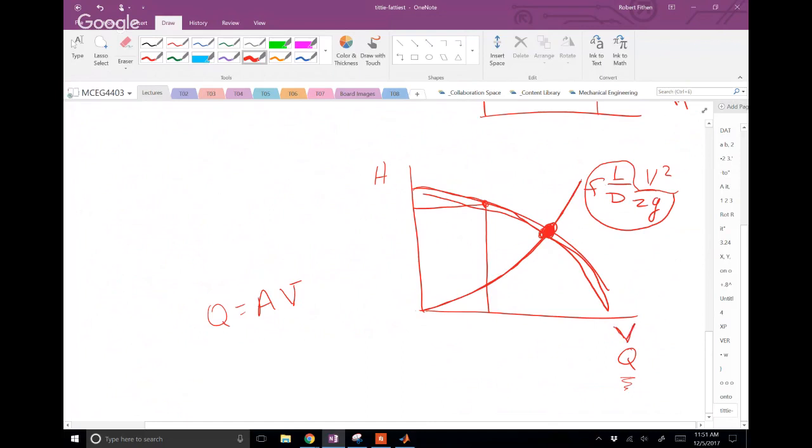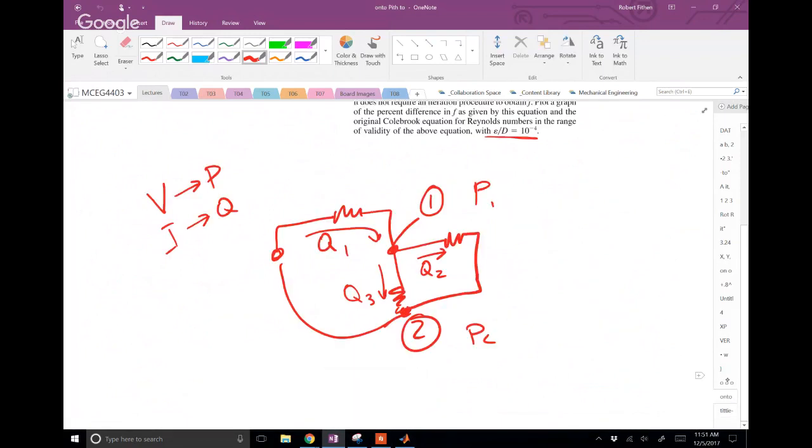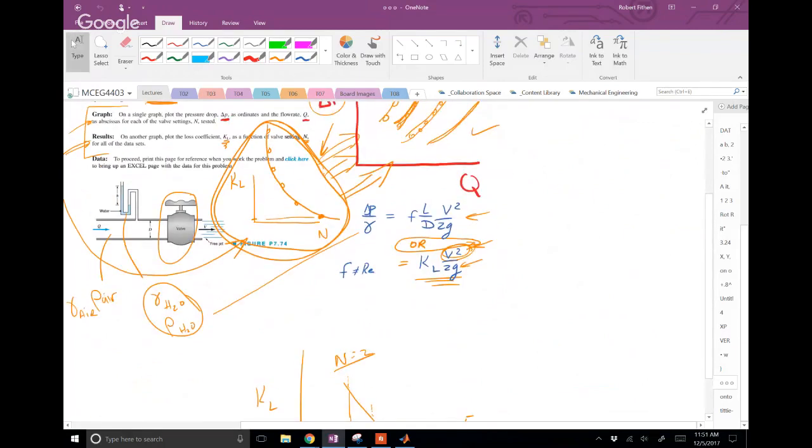And if it's not too much, how do you read the Moody chart? I'm still trying to put together all of the pieces from 4 through 6. Okay, so here's the way you read it.